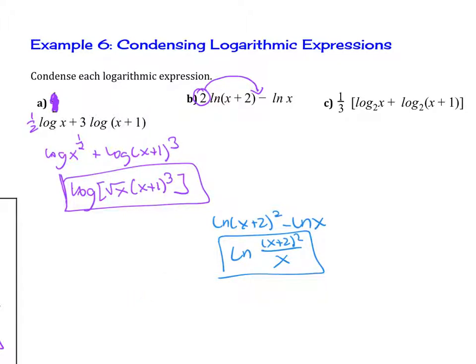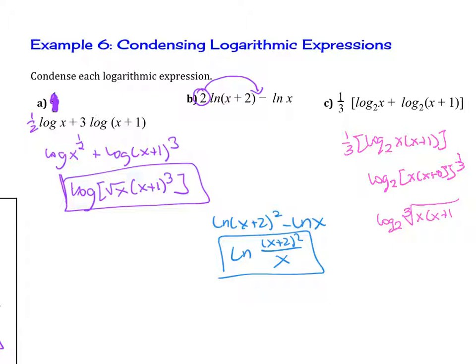Okay, for letter C, we have 1/3 log base 2 of x plus log base 2 of (x plus 1). So let's condense this as well. We know that inside that is adding. So let's say log base 2 of x times (x plus 1). And then the 1/3, we know that's going to go into the exponent position. So let's say log base 2 of, parentheses, x times (x plus 1), and that's all raised to the 1/3. And then let's rewrite that 1/3 as an nth root. So it's the cube root of x times (x plus 1). So that is now completely done.